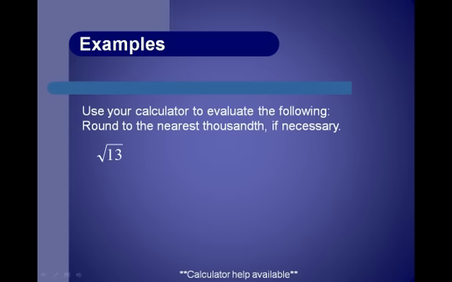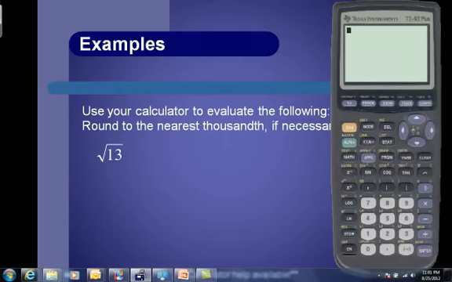Now let's make sure we know how to do our calculator, because sometimes these don't work out very nicely. I'm using a TI-83 Plus graphing calculator, which the keystrokes for the most part will be the same for the TI-84. So the square root of 13, there's not a square root on a button, but right above the x squared button is the square root button.